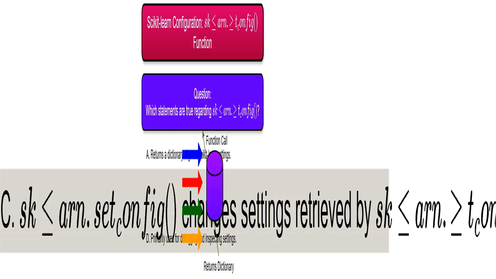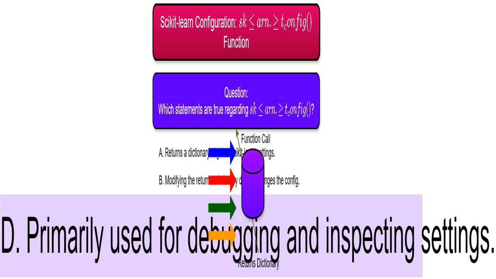This option introduces a related function, sklearn.set_config, which might be used to adjust settings. This suggests an interplay between the two functions. Does getting and setting configurations work together smoothly? This option provides a possible use case, focusing on debugging. It suggests that the function aids in checking the scikit-learn settings. Is debugging the primary, or perhaps just a secondary, application?